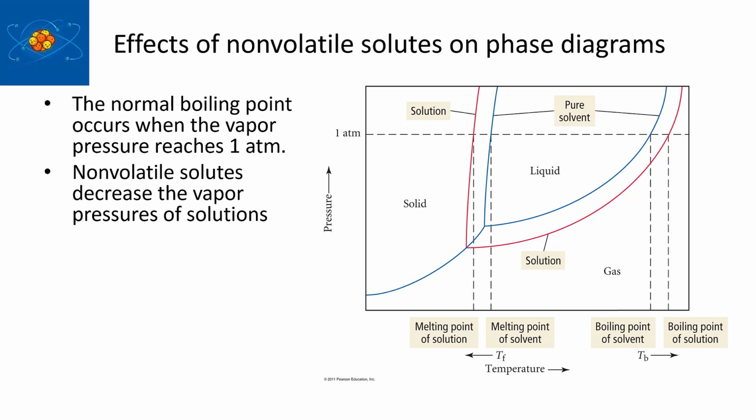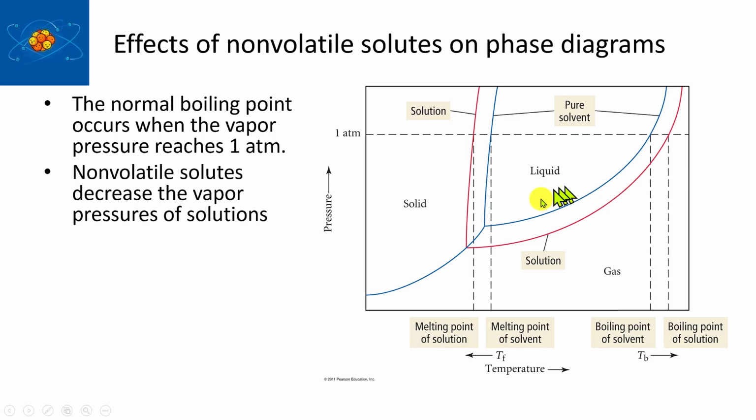So when we brought up the concept or the idea of a non-volatile solute, what we talked about is that it lowers the vapor pressure of a solvent so that the solution always has a lower vapor pressure than the pure solvent does. What that looks like on a phase diagram is shown on the right.